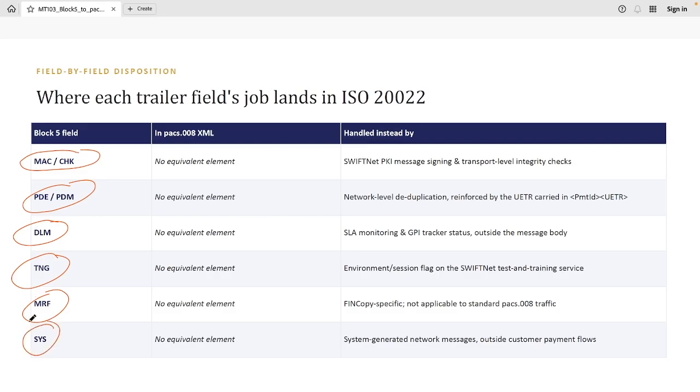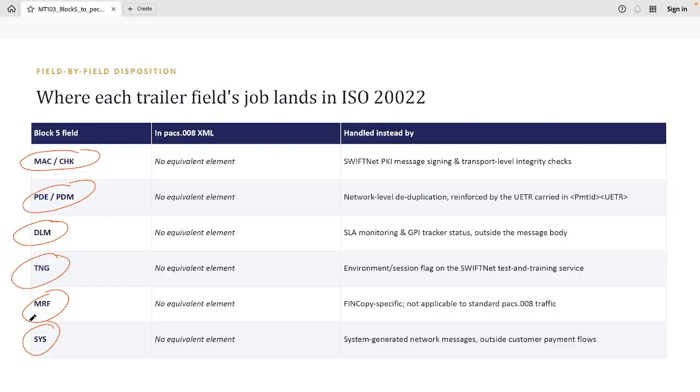SYS is associated with system generated network traffic rather than customer payment data. System acknowledgements, network notifications, and service messages are handled outside the pacs.008 customer payment body. The pacs.008 should remain focused on the customer credit transfer instruction.